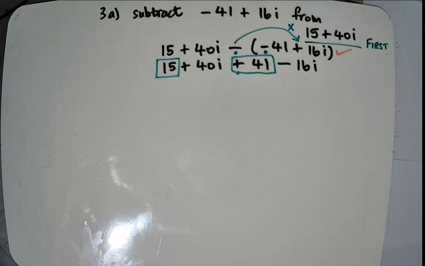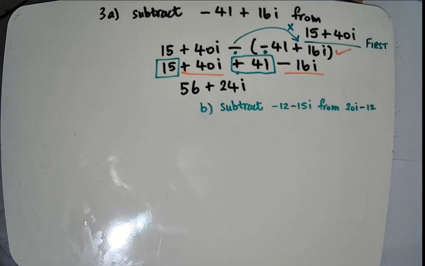Those are the like terms, the real part. Adding those two numbers, we get 56. Then we have 40 subtract 16i. Those are like terms. We will get plus 24i.